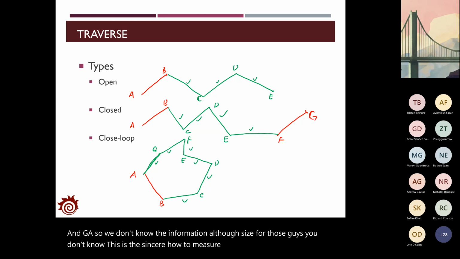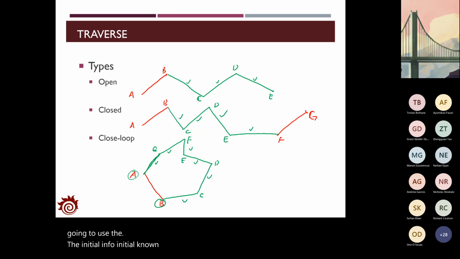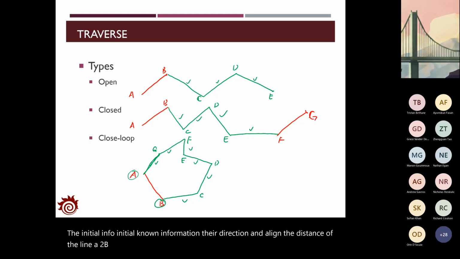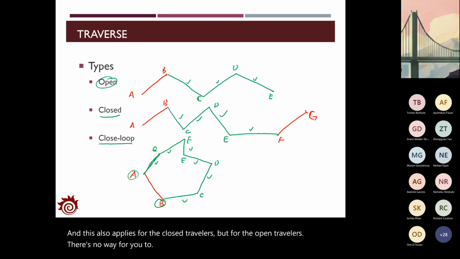But we're going to use the initial known information, the direction and the distance of the line A to B, to try to find out the potential errors during your experiment. And this also applies for the closed traverse, but for the open traverse, there's no way for you to estimate the potential errors.